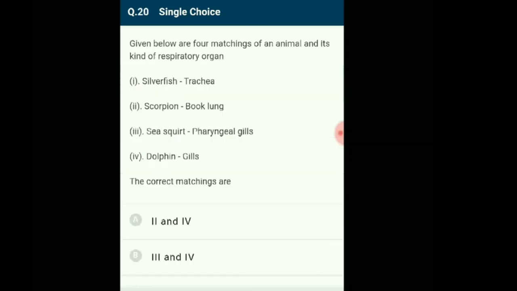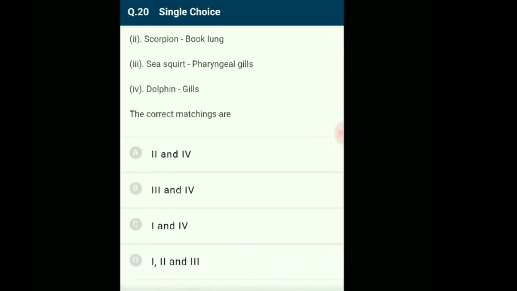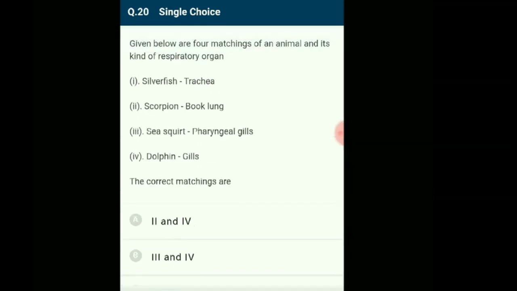Question number 20. Given below are four matchings of animals and their kind of respiratory organs. From that, find out the correct matching. The respiratory organ of silverfish is the trachea. A book lung is the respiratory organ of scorpions. Pharyngeal slits are the respiratory organs of sea squirt, while dolphins are aquatic mammals that breathe by lungs. So the answer is option D. From the given, first, second and third are correctly matched.